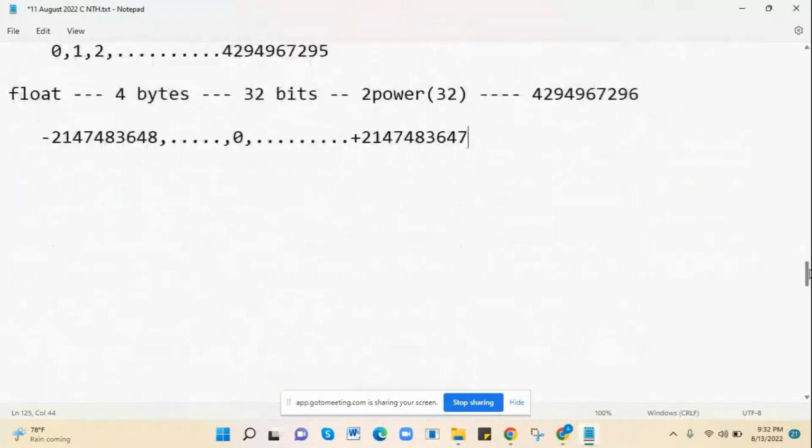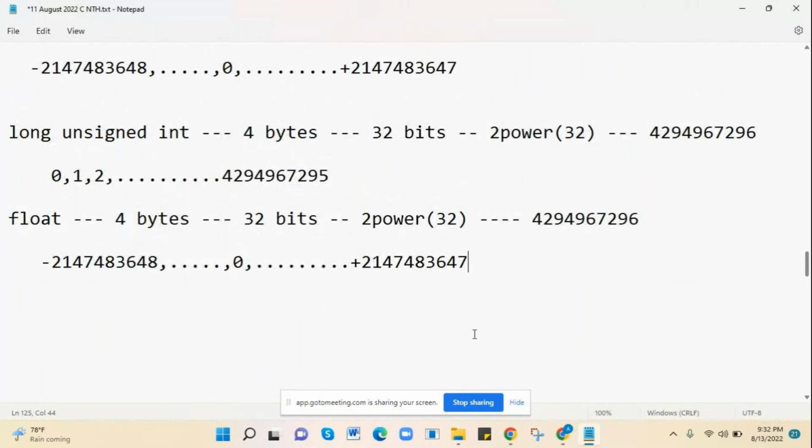In the interview he will ask what is the difference between long int and unsigned, like that. You have to mention clearly. Unsigned data type starts from 0. Signed data has negative values and positive values including 0. So the float data type is nothing but 4 bytes.